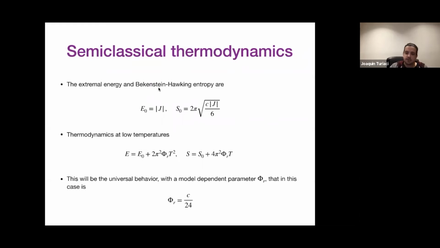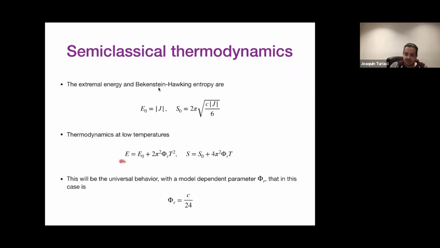Now E0 and S0, which are the extremal energy and area, are given by these expressions, where C is the central charge related to G Newton. And if you look at low temperatures, you'll have the same form as before. It will have this shape. And now phi r, we will call phi r this prefactor always. In this case of the BTZ, this phi r is given by the central charge divided by 24.